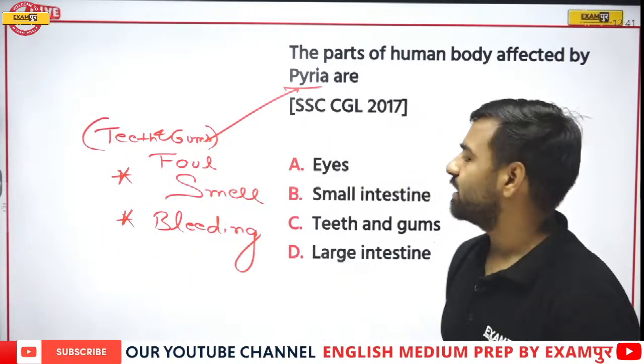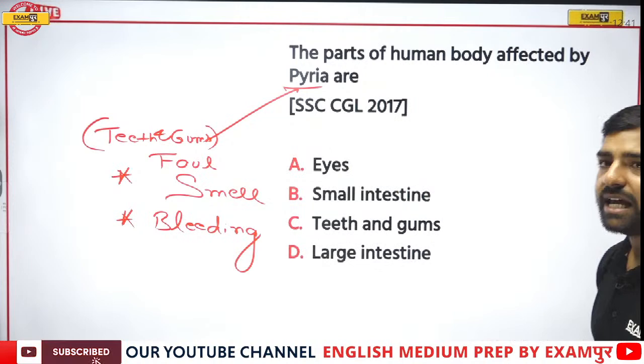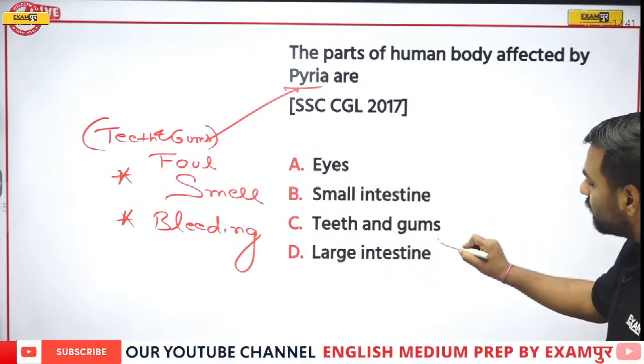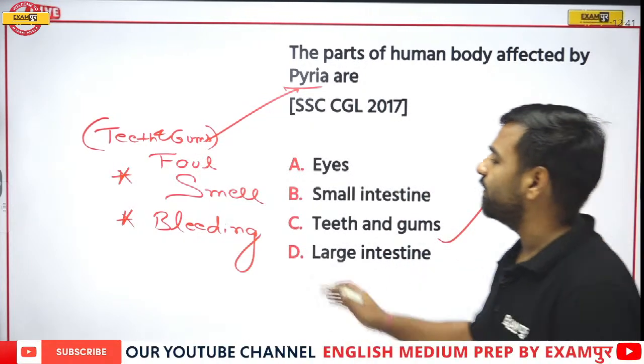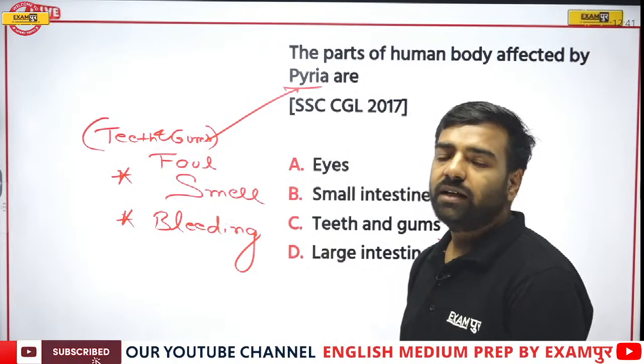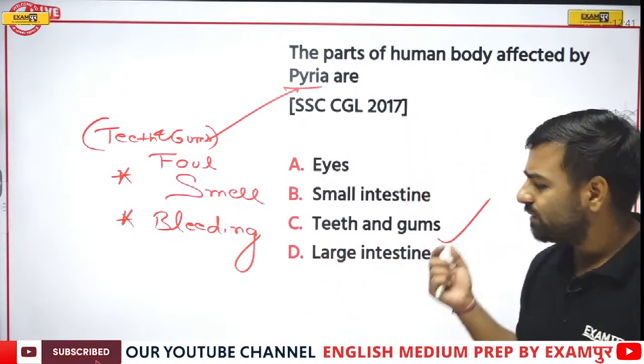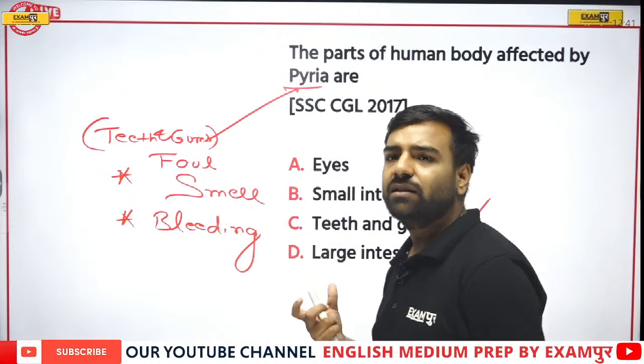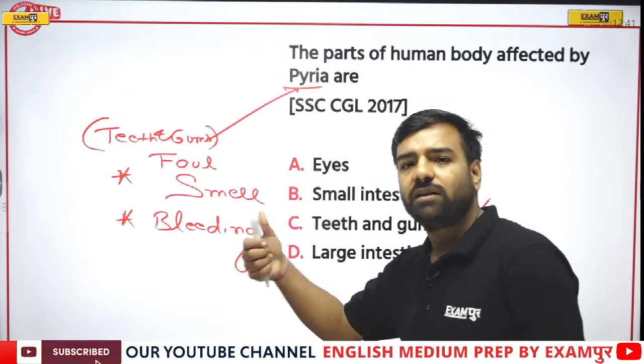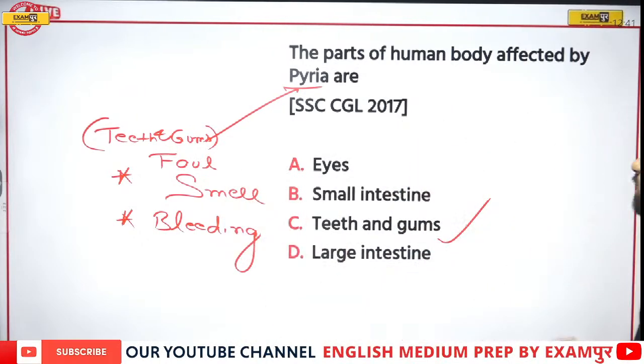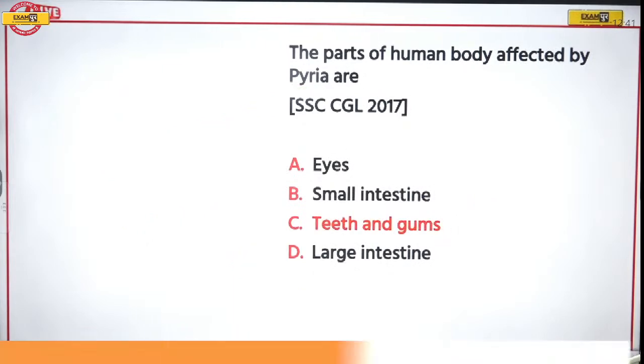So yes, Ram is giving the answer, so that is teeth and gums, and absolutely correct, Ram. Here, teeth and gums will be the correct answer, where we have a foul smell and bleeding. And for this, we have several things which we can use, fine, in order to prevent it. Yes, Ravindra, Ram, awesome. Both of you are correct. Here, option number C is correct. That is your teeth and gums.